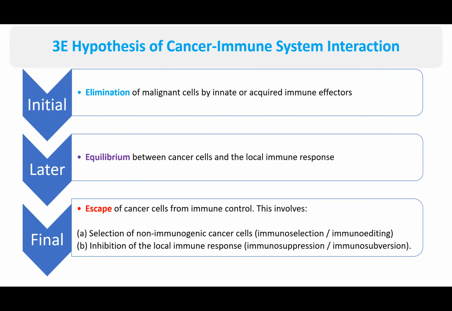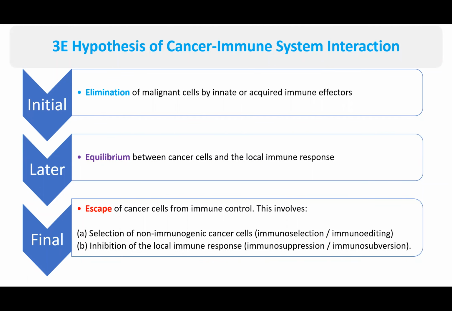But mainly, cancer cells do two things to evade or escape the immune system control. Number one, selection of non-immunogenic cancer cells, or what we call immunoselection or immunoediting. Here, the cancer cells try to be non-immunogenic. What is the meaning of non-immunogenic? This means that immune cells will not be able to recognize the cancer cells.